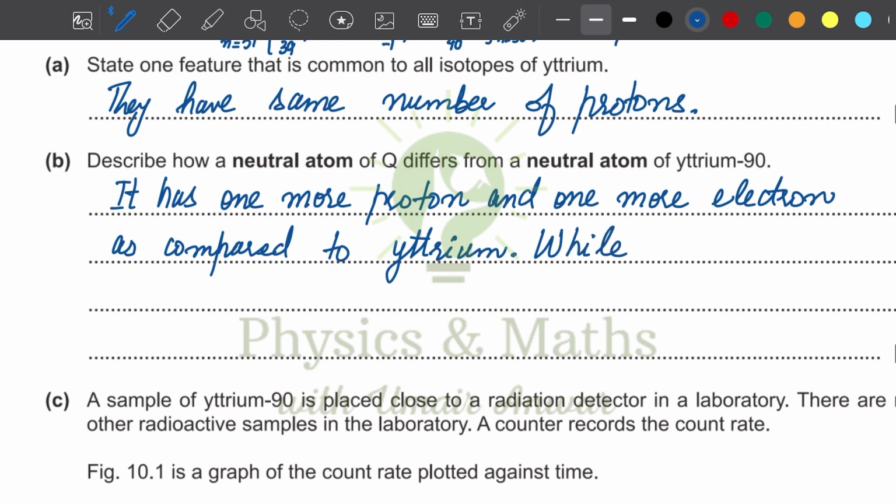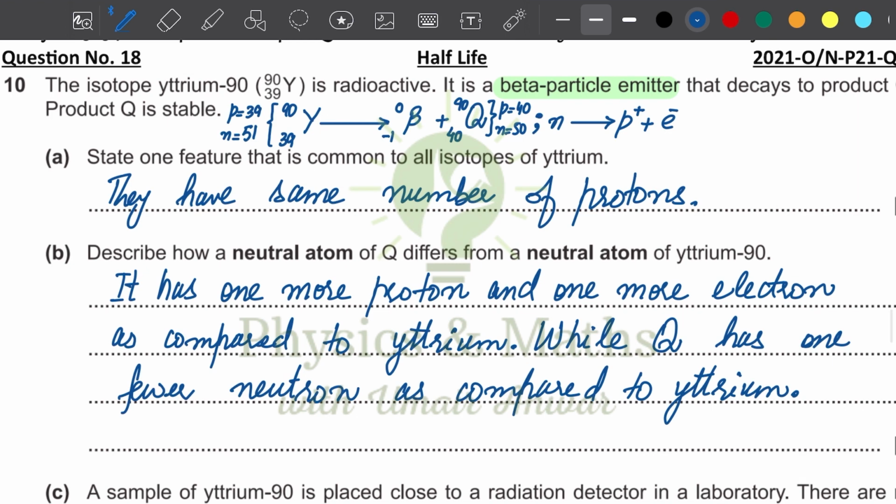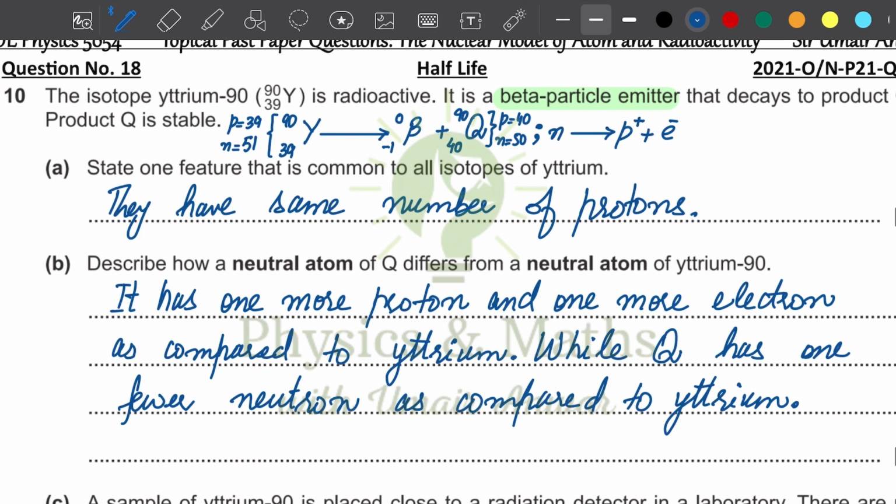while Q has one fewer neutron as compared to yttrium. So the number of protons for Q is 40, one greater than yttrium, and the number of neutrons is 50, one fewer than yttrium. And the numbers of protons and electrons are the same for a neutral atom. So the number of electrons is going to be equal to the number of protons in a neutral atom of Q.